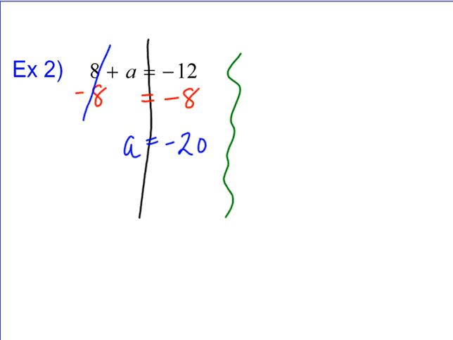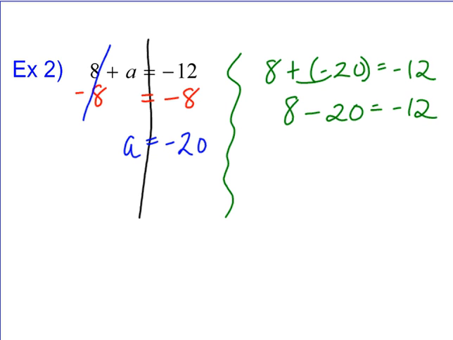Again, we're going to check our solution. 8 plus a negative 20, does that equal negative 12? We have two signs. We always want to simplify it. A positive times a negative is a negative. And 8 minus 20 is indeed negative 12. So that works out as well.